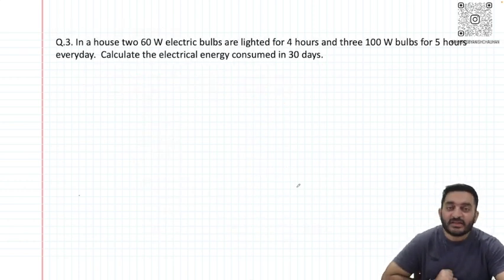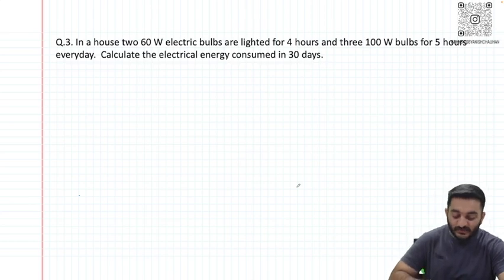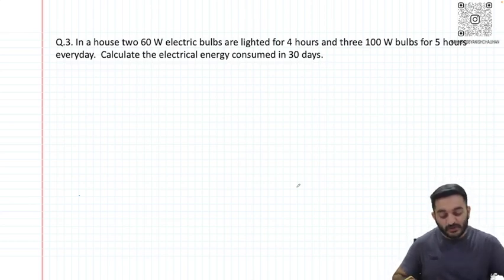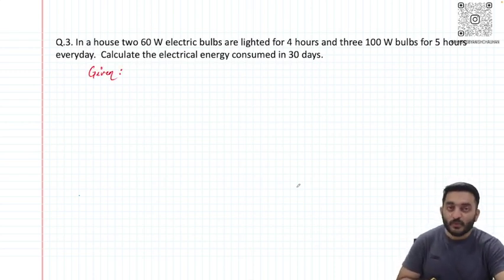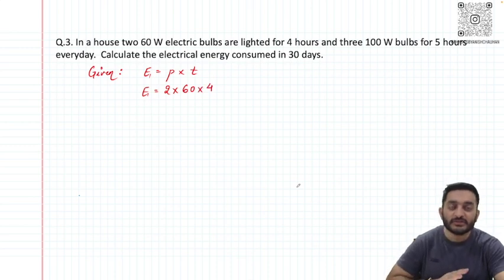Now let us see one question based on this. In a house, 2 electric bulbs of 60 watt are lighted for 4 hours and 300 watt bulbs for 5 hours every day. Calculate the energy consumed in 30 days.